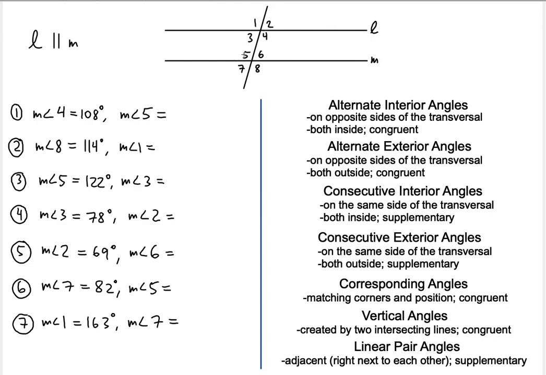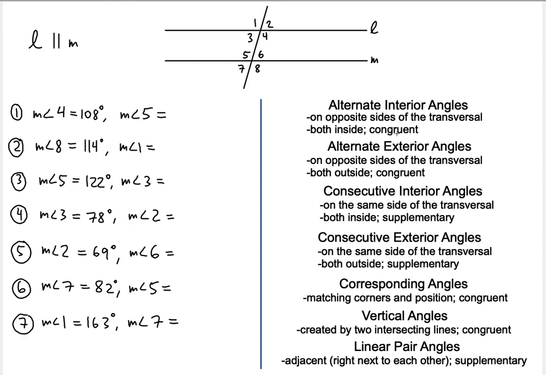Now let's talk about the next one, alternate exterior angles. Judging by the name, alternate means that they will be on different sides of the transversal, but also they will be exterior. So they will not be inside anymore like it was for the interior angles. They will be on different sides, but outside of these two parallel lines. So 1, for example, must be paired with 8. Now also keep in mind that alternate interior angles are congruent.